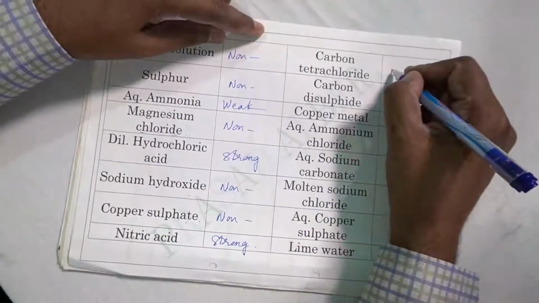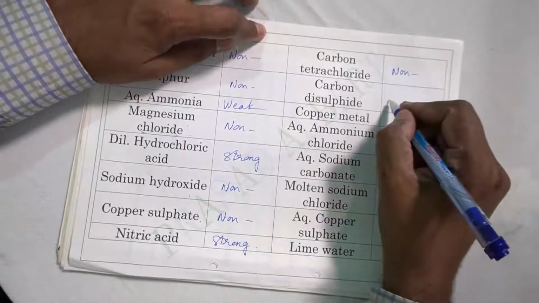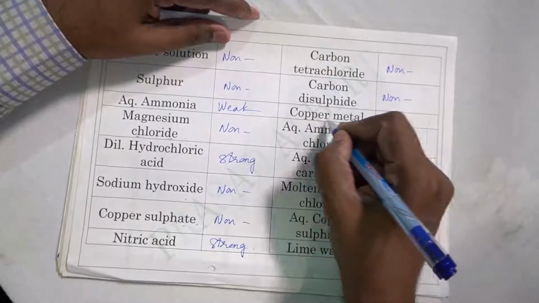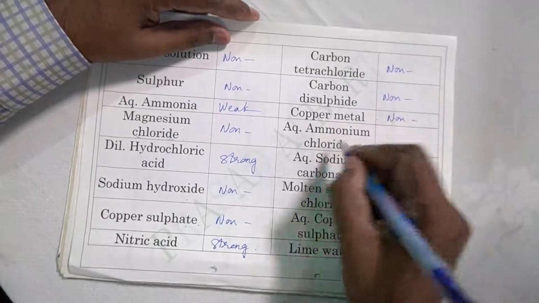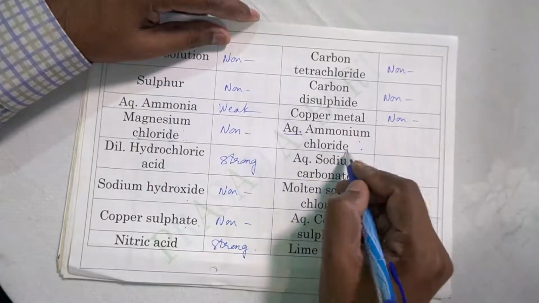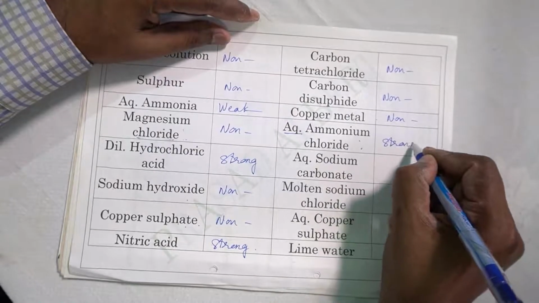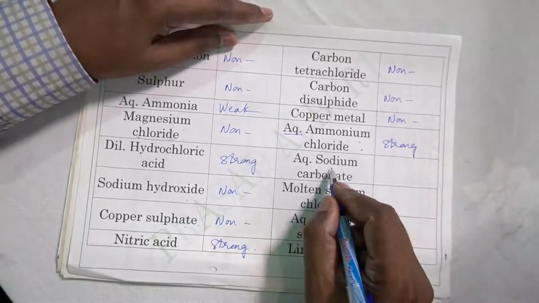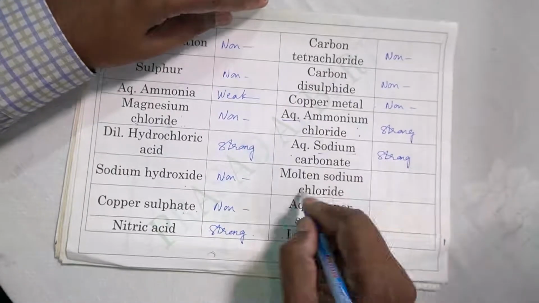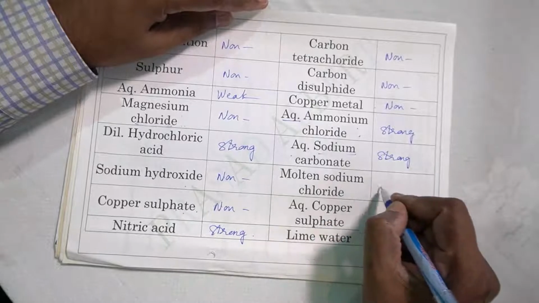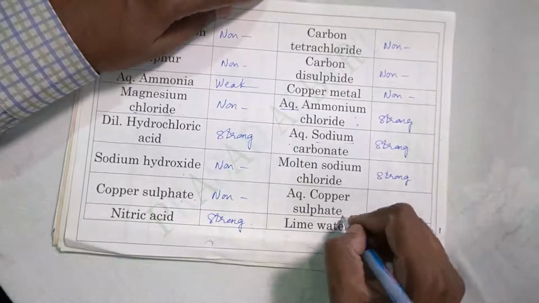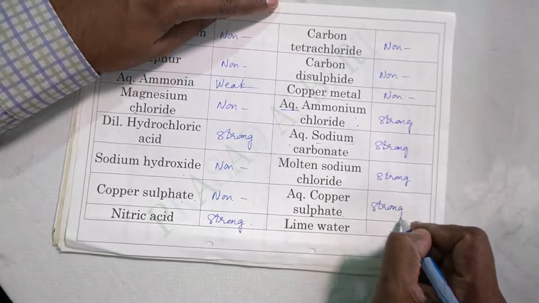Carbon tetrachloride, non-polar covalent compound, non-electrolyte. Carbon disulfide, non-polar covalent compound, it is a non-electrolyte. Copper metal, it's a solid state, metal wire, is a non-electrolyte. Aqueous ammonium chloride, ammonium chloride is a solid, but it is aqueous, dissolved in water, it's a chloride salt, it is a strong electrolyte. Then aqueous sodium carbonate, sodium salt it is, and aqueous form, so it is a strong electrolyte. Molten sodium chloride, molten form, it is a strong electrolyte, and also it is an ionic compound, sodium chloride. Aqueous copper sulfate, again strong electrolyte because it is in the aqueous form.